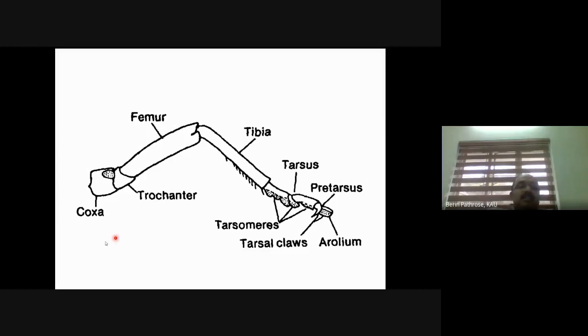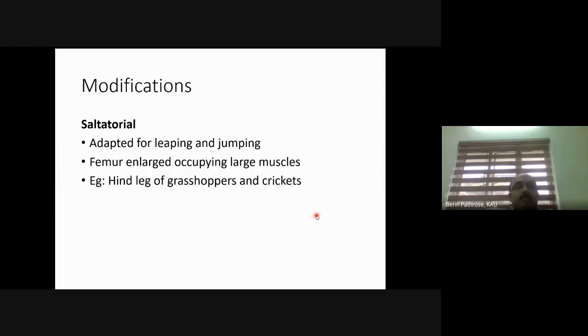This is another picture. Coxa, this is short, but it is thick. Trochanter, it is extremely small. Femur is large. Tibia is slender. We have tarsal segments. At the tip, we have pretarsus. Coming to the modifications of insect leg, the first modification is called saltatorial legs.